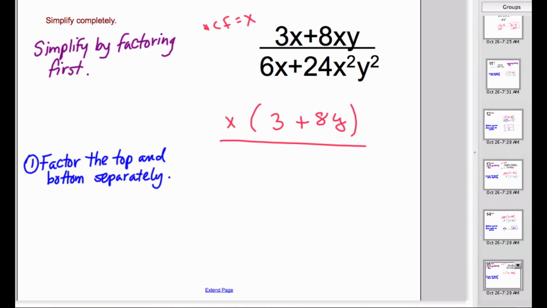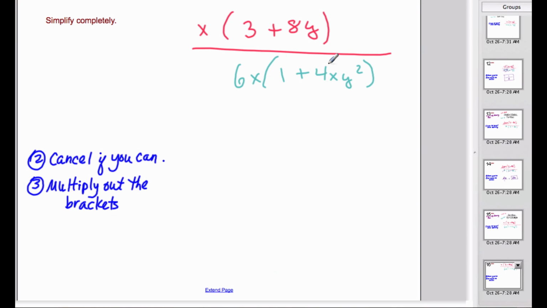Okay, in the denominator, our HCF, they have a 6 in common. That's the number component of our HCF. And they both have an x, so our HCF is 6x. When we divide by 6x, we're going to be left with 1 plus 4xy squared.